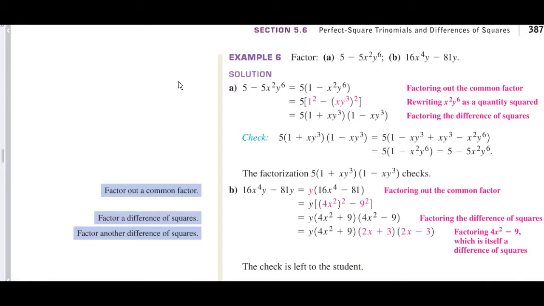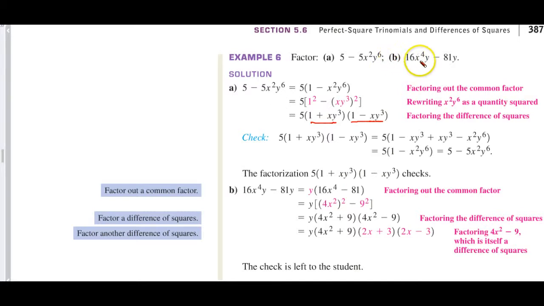Now, as we look at example 6, notice it's starting to get a little challenging here, because this is not a perfect square, but there is a common factor there. I can factor out a 5 from this. Then I get the difference of perfect squares and will factor it into its conjugates. And notice the detail they are giving. In example B, let's take a look.